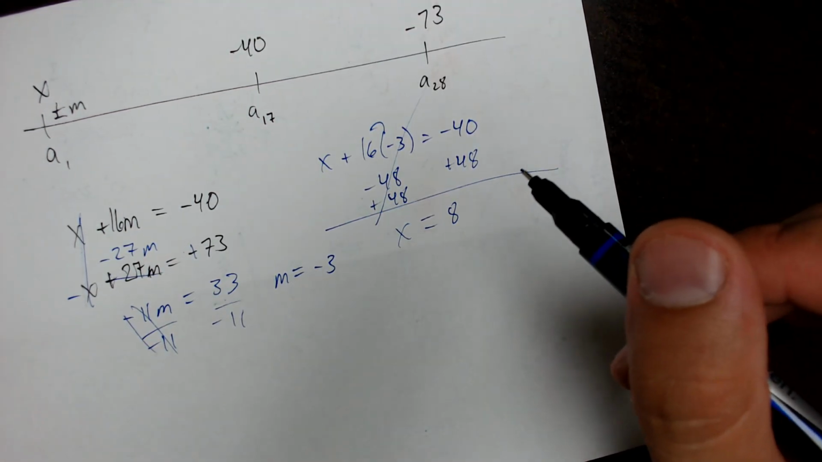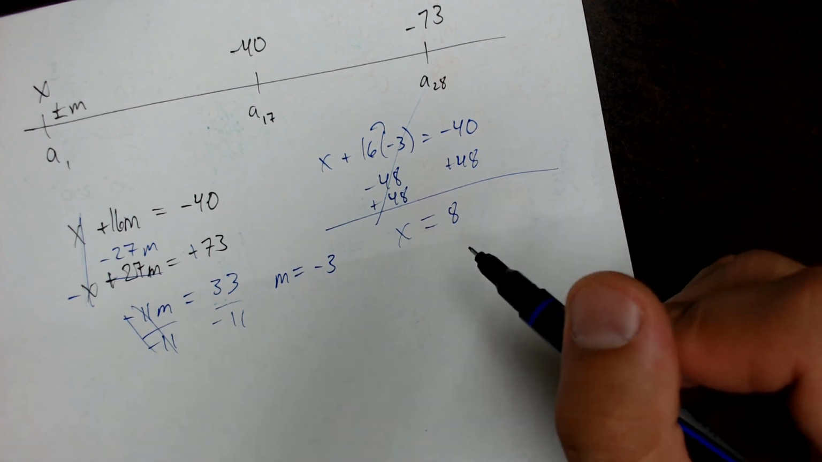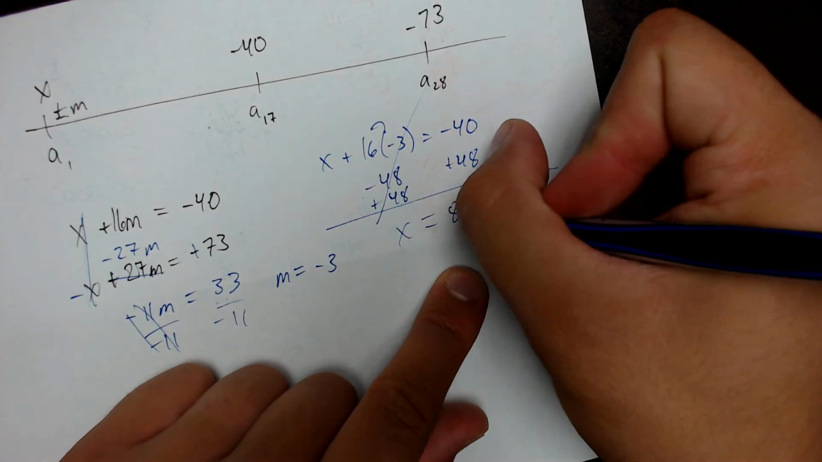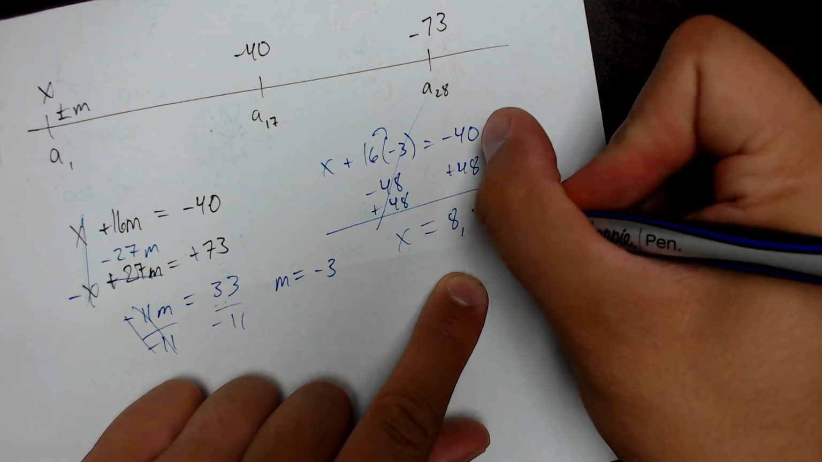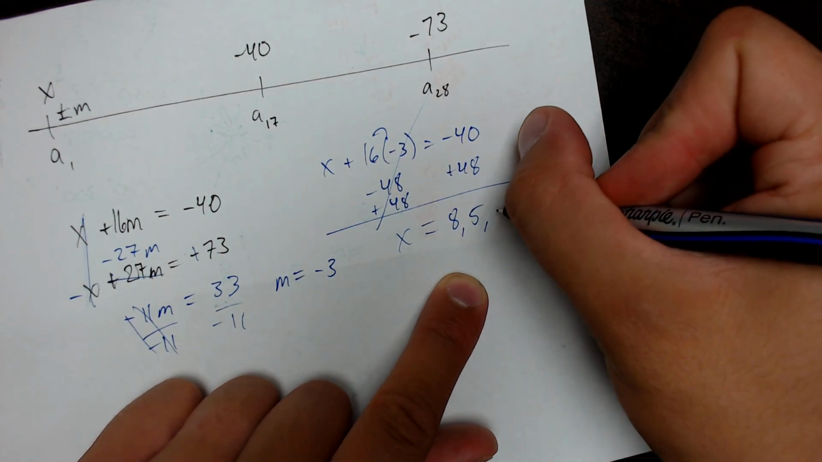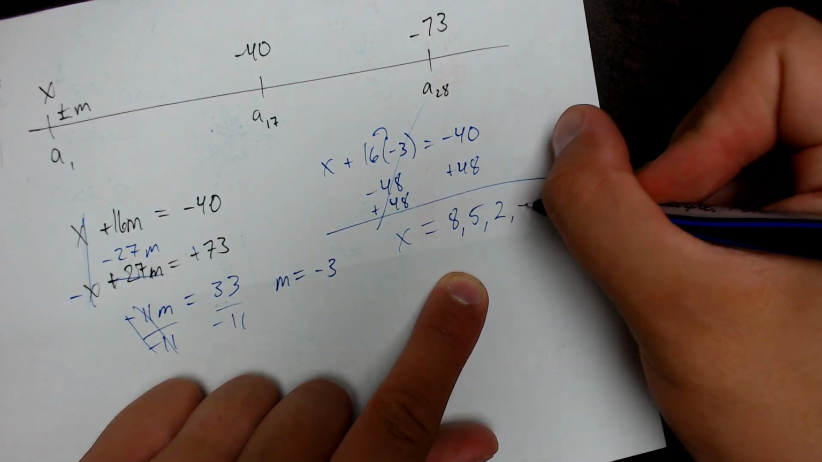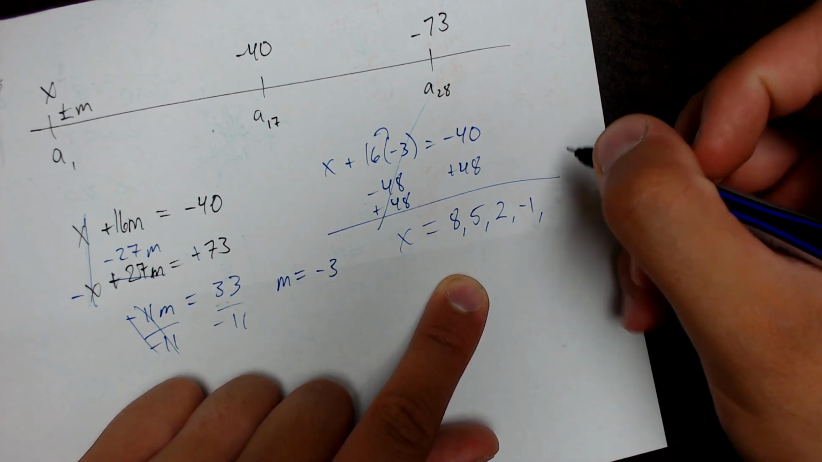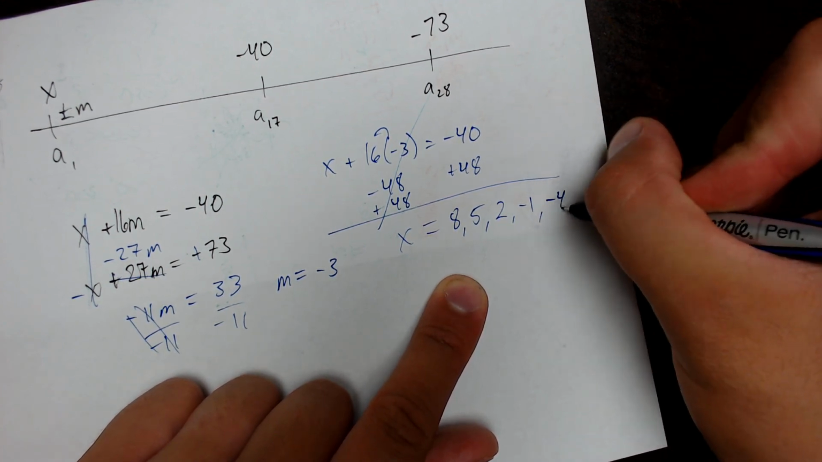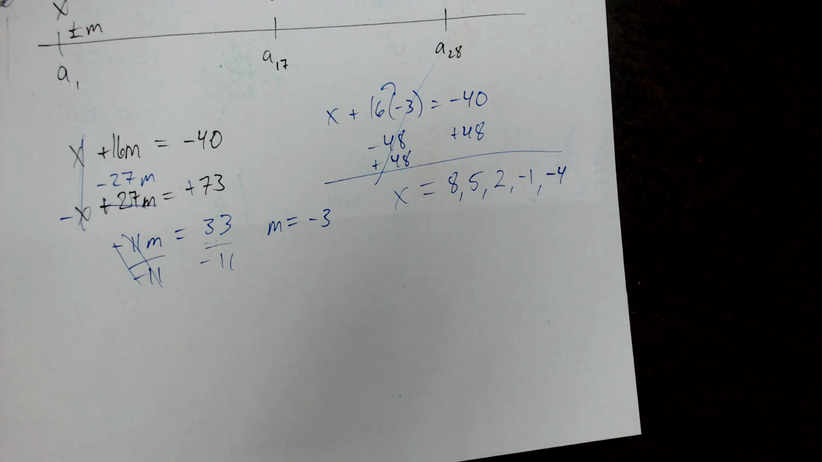Now, if you remember, the question was asking, we need to find the first 5 terms of this. So if the first term is 8, then the second term, minus 3, is going to be 5. The next term, minus 3, is going to be 2. The next term, minus 3, is going to be negative 1. And then the last term that we need to find is going to be negative 4. We got it. Okay.